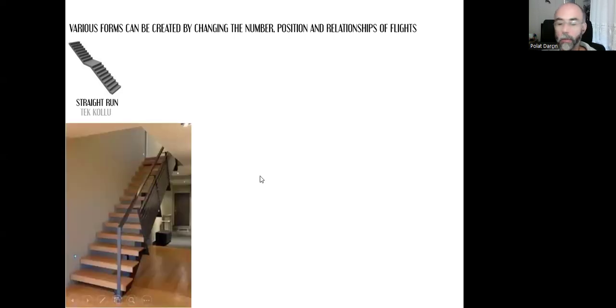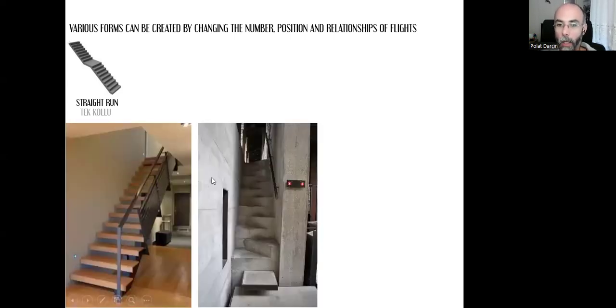Of course, the geometrical form is directly related with the number of steps, the riser height, tread width, and the flight of stairs. That's a straight run stairs. Tek kollu in Turkish, tek kollu merdiven. It doesn't matter if it has a landing in the middle or not. We take the stairs without changing any directions. That's why we call it a straight run stairs.